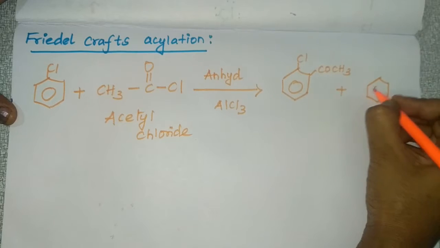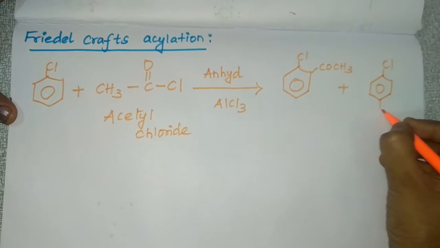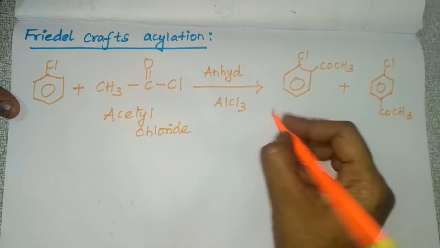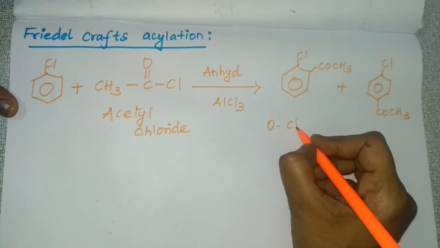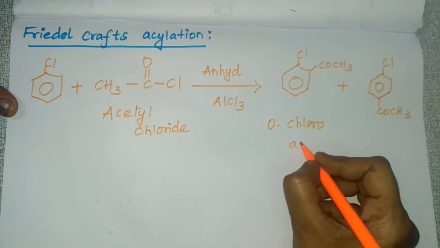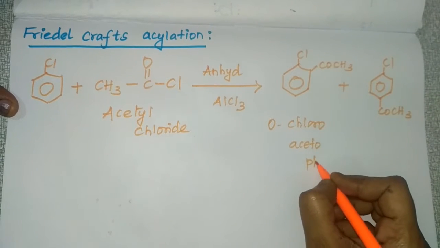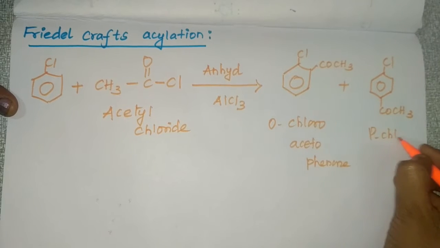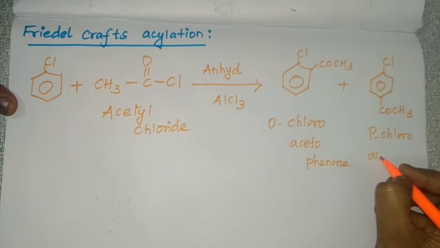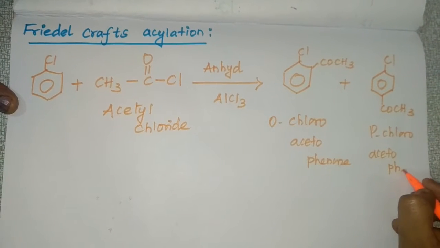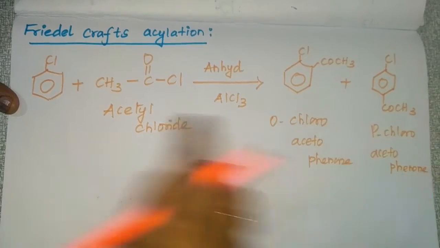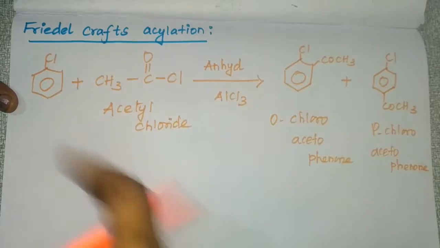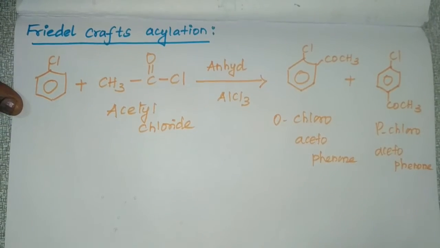COCH3, and here also ClCOCH3. So this is orthochloroacetophenone, and this one is para chloroacetophenone. Okay, so this is the reaction, Friedel-Crafts acylation. So now we'll see the mechanism of this reaction.